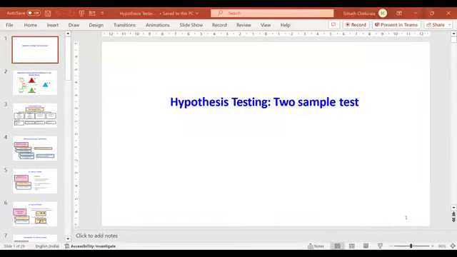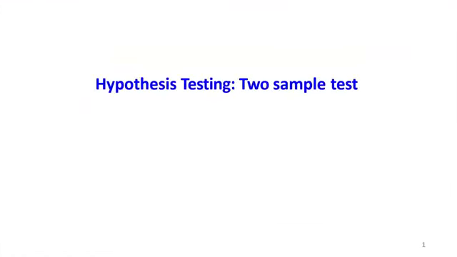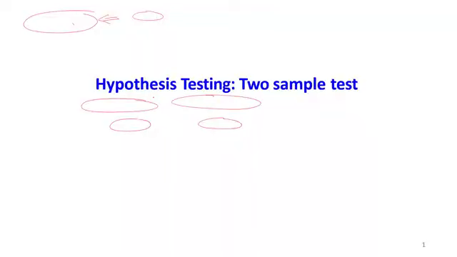Now let's understand the two sample test. What is this two sample test? In the one sample test, to recap, we take one sample and, based on that, infer about the population, where some information about the population is given. But in the two sample test, you have two samples which you have collected from two different populations. This is population one, this is population two, and then you have derived the samples from these two populations.